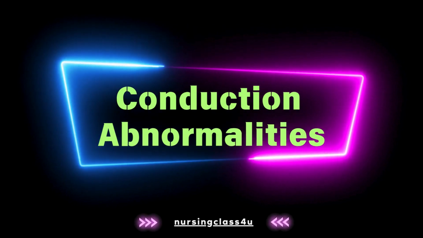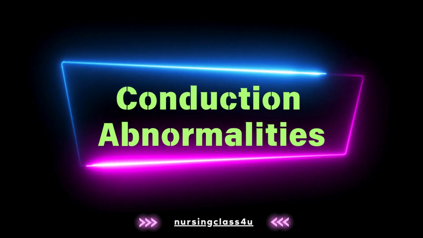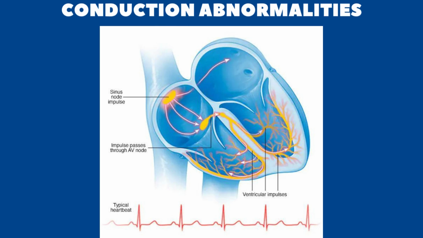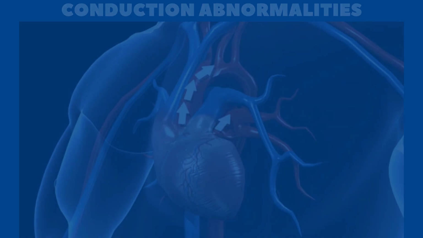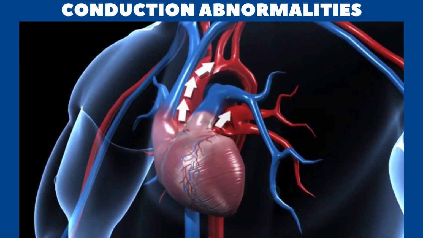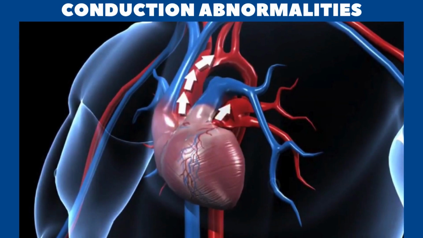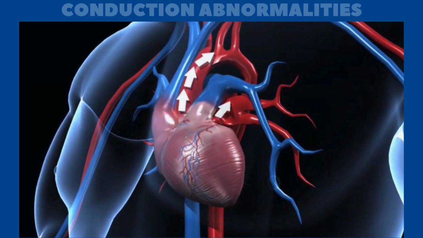In this video, we will cover conduction abnormalities. The heart conduction system sends the signal to start a heartbeat. It also sends signals that tell different parts of our heart to relax and contract. This process of contracting and relaxing controls blood flow through our heart and to the rest of our body.